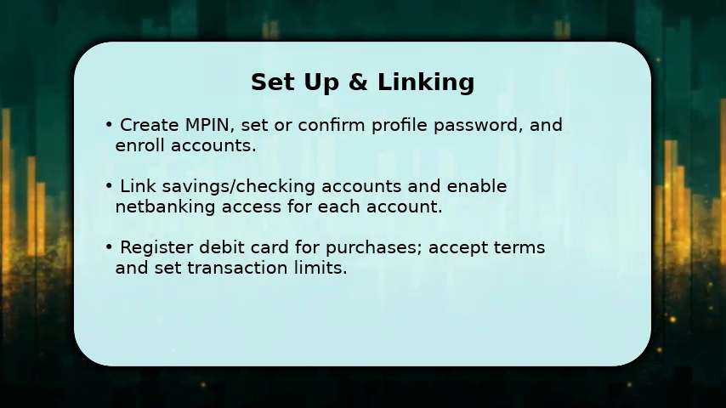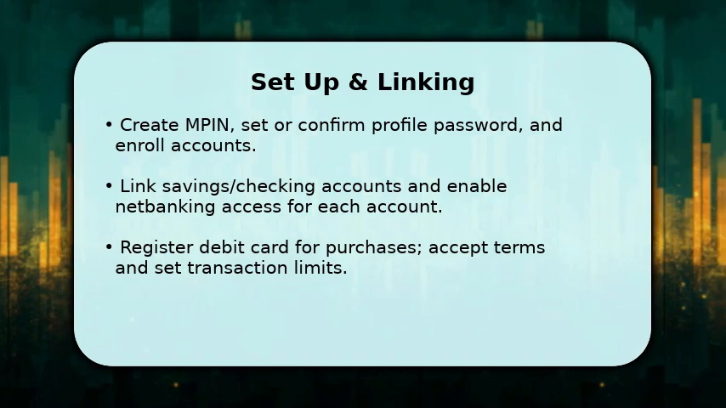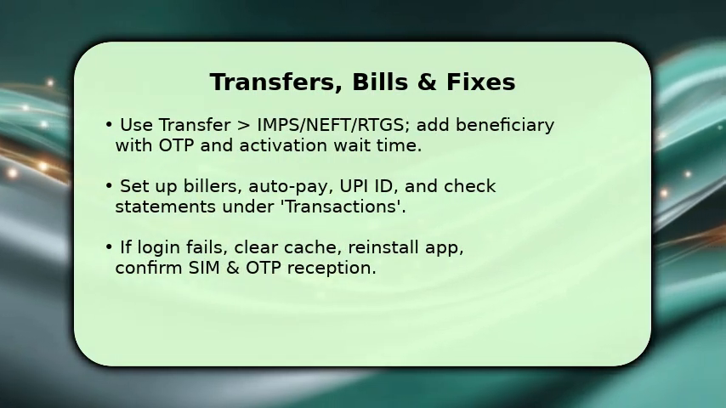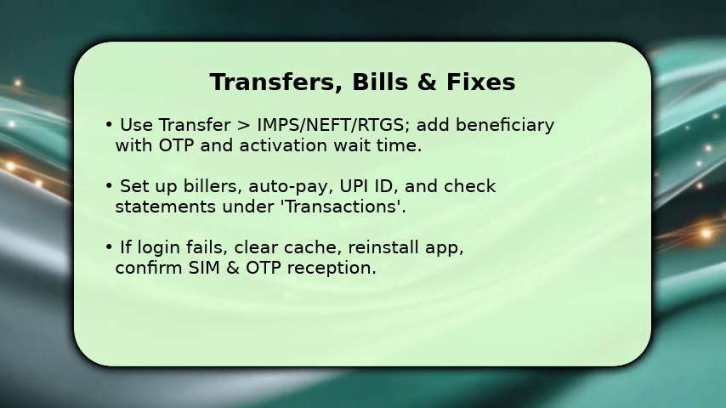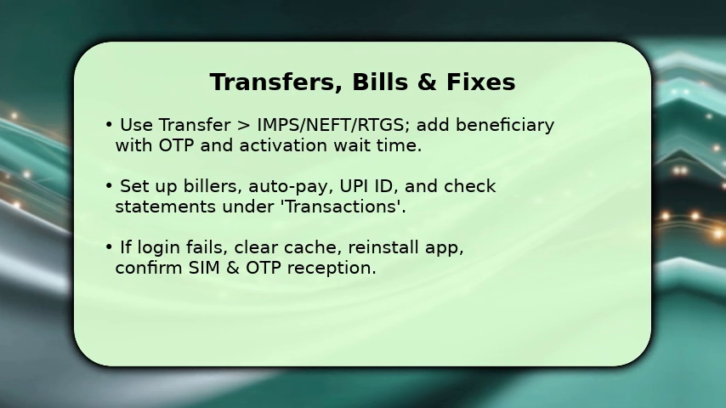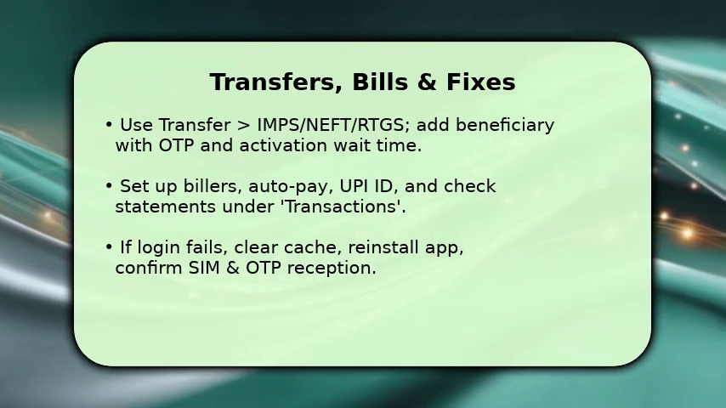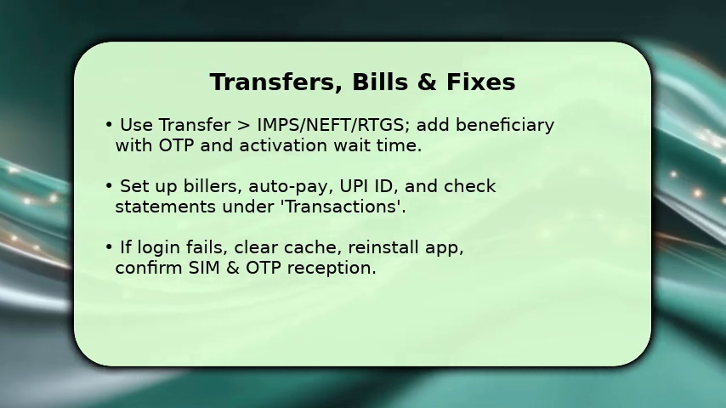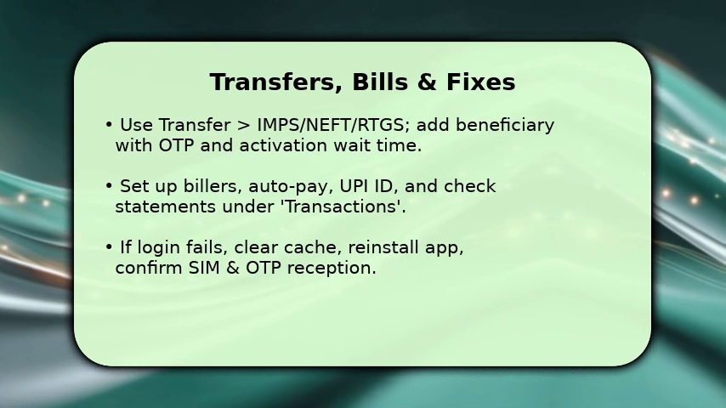You can now make transfers via IMPS, NEFT, or RTGS. Add beneficiaries by entering details and confirming with OTP, then wait for activation if required. Once beneficiaries are active, schedule payments, set up billers and autopay, and create or link a UPI ID for instant transfers. For statements and reconciliations, use transactions and e-statements.